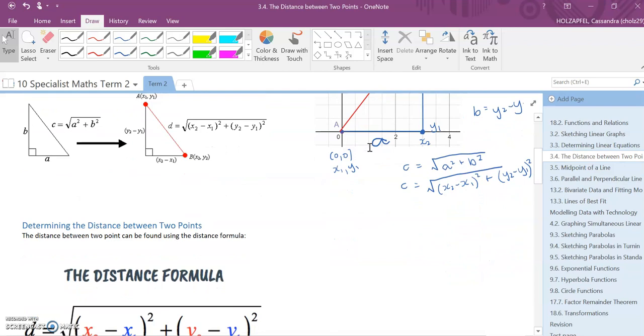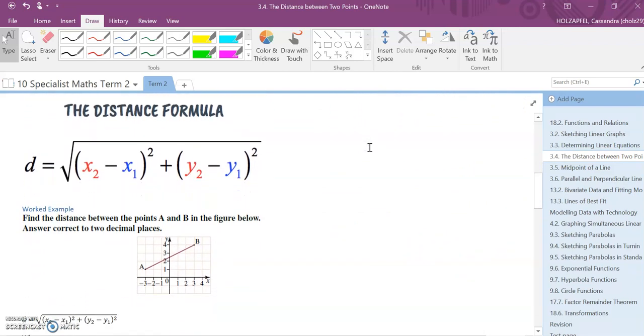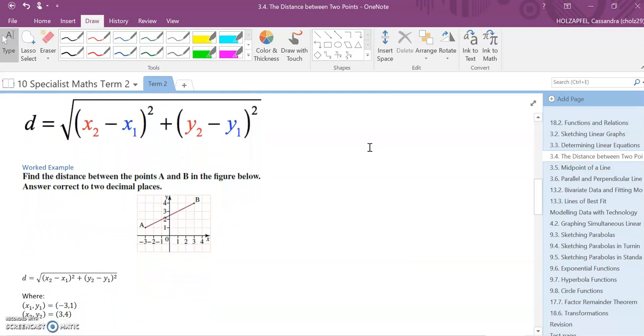All right, so let's go through and let's see how we actually use this distance formula now. So we've got this in nice big writing so we can see. Find the distance between the points A and B in the figure below.